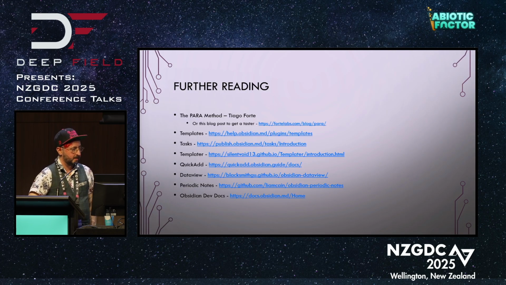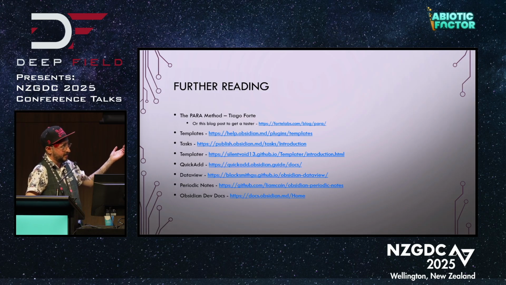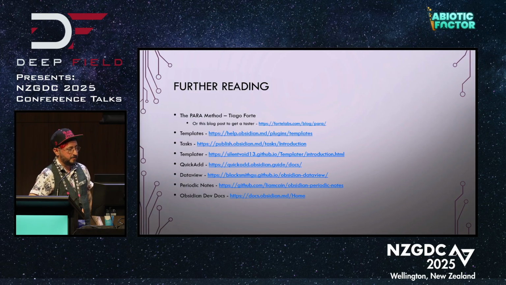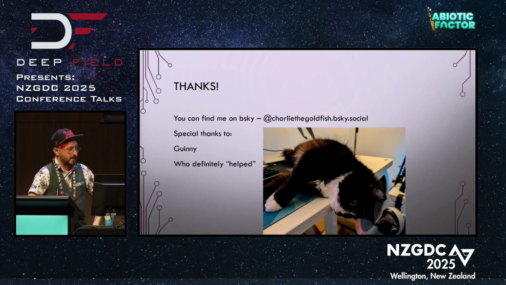I also have a bunch of resources. If you feel like reading a whole book on the PARA method, you can. I'd say read that blog post first and see if you want to read a whole book on it, but absolutely. And that's documentation for all the plugins that I've mentioned. I didn't link the Bases stuff, but you can find that on the Obsidian website as well. And that is the end.